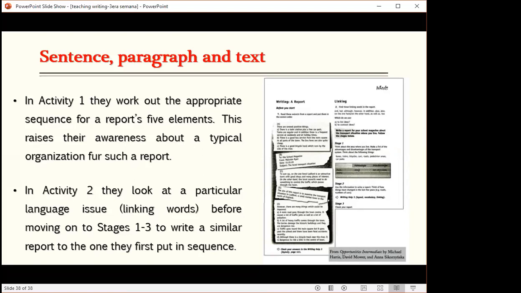And then they start writing, no? Stage 1, stage 2, and stage 3 to write a similar report to the one they first put in sequence. Notice, they are going to start writing not just paragraphs, now the test. Notice here the different aspects that we could practice with our students, no? First with the sentences, then with the paragraphs, and finally we finish with the test itself.